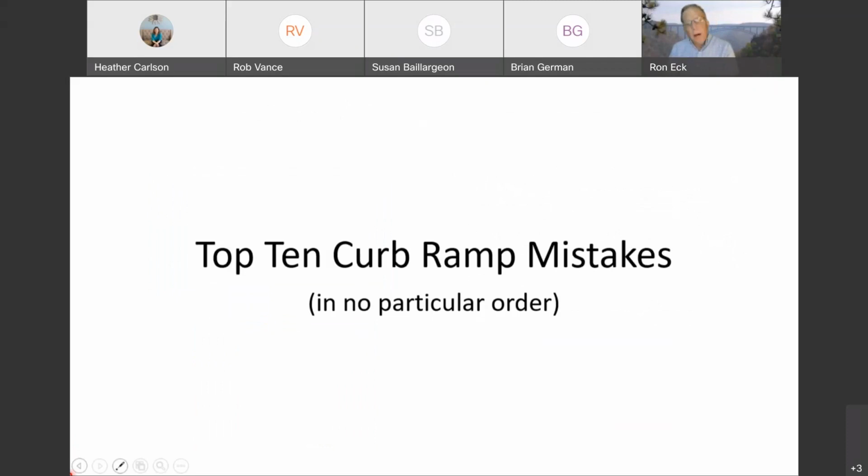So to wrap up, let's look at Ron's top 10 curb ramp mistakes. These are not in any particular order. This is not like, say, the football rankings where 1, 2, 3 order is critical. These are just things that I see or that others have advised me they see as some of the curb ramp mistakes that are commonly made.